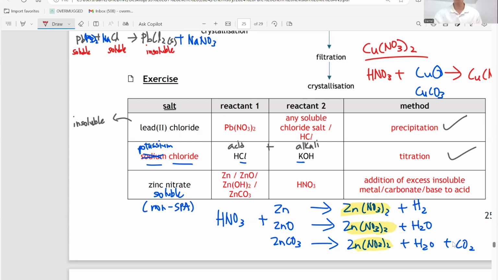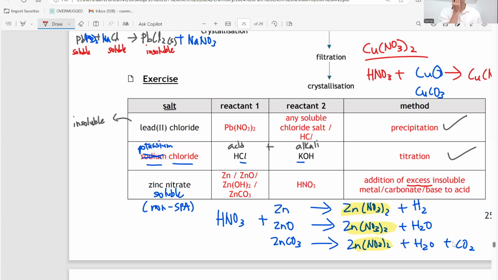The reason why we need to add it in excess is to make sure that all the acid would fully react. So what I do is I spam the metal, the carbonate, or the base to make sure that there's no acid left over in my solution. I can always remove this metal, base, or carbonate by filtering it out. But if I have acid left over in my solution, it's an impurity to the salt. So we always spam the metal, the carbonate, or the base so that there's no acid remaining.